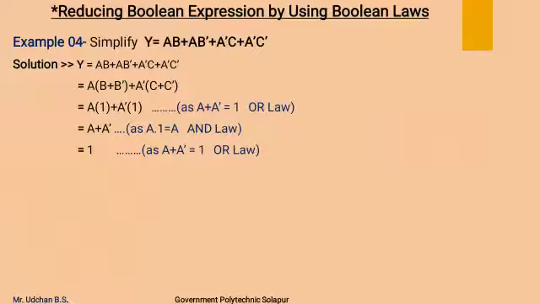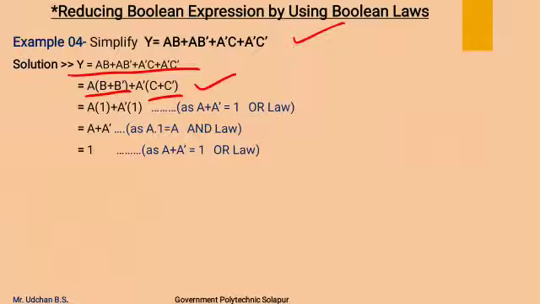Now the fourth example is, we have to simplify y equal to ab plus ab bar plus a bar c plus a bar c bar. Again the first equation is written as it is. From the first two terms, the a variable is taken common, and from the next two terms, the a bar variable is taken common. The equation will be a into b plus b bar plus a bar into c plus c bar.